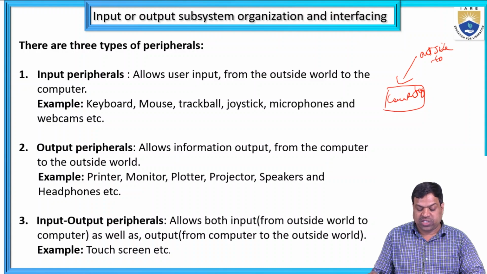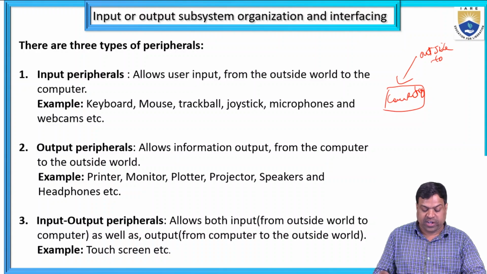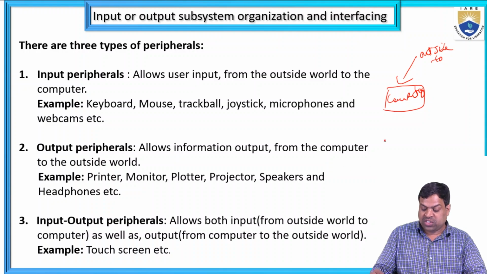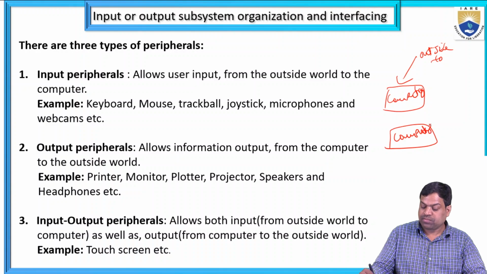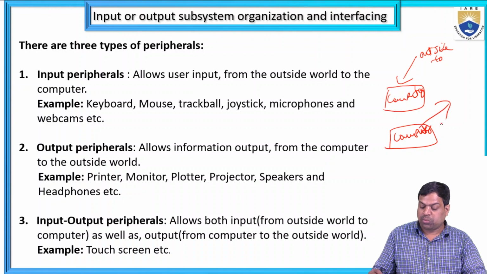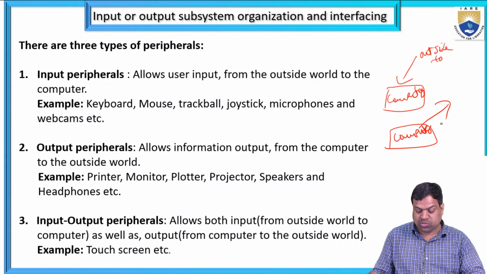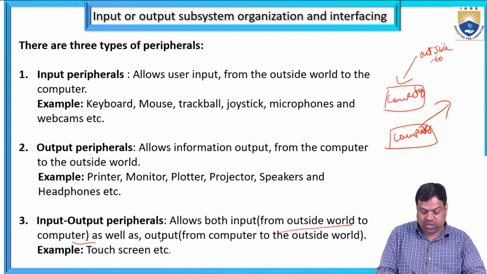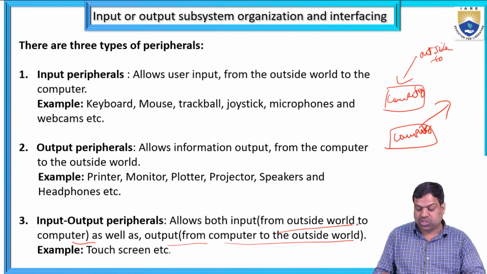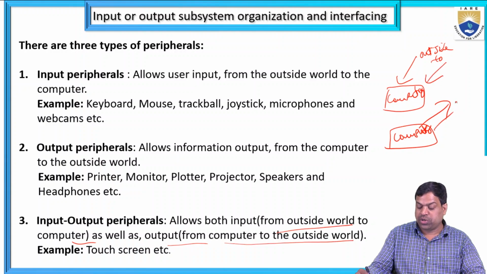Output peripheral means it allows information output from the computer to the outside world. Printer, monitor, plotter, projector, speaker, and headphones are the output peripherals. It is from computer to outside world. Input output means it allows both input and output, from the outside world to the computer or from the computer to the outside world.